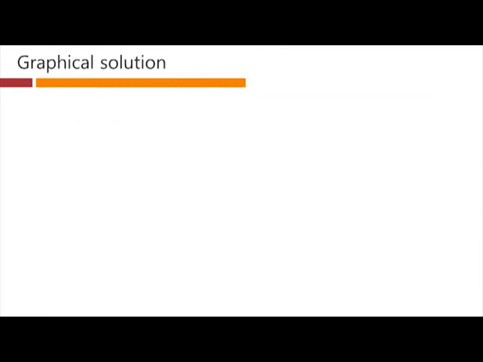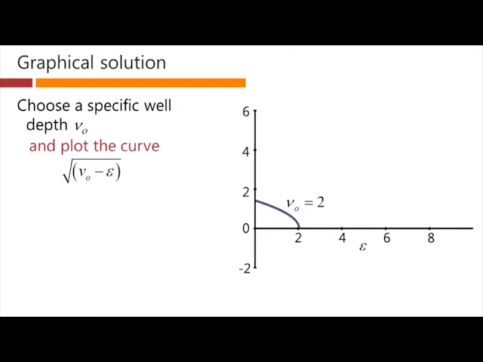So now let's look at how we're going to do a graphical solution of these equations. We're going to choose a specific well depth. We can do this calculation for any specific well depth. So suppose, for example, we chose a well depth of 2 units. And what we do here is we plot this curve, which is the right-hand side of these various equations. And that's what it would look like for 2 units of well depth. Or for 5 units of well depth, it would look like this. Again, you see it's this kind of square root curve. Or for 8 units of well depth, it would look like this.